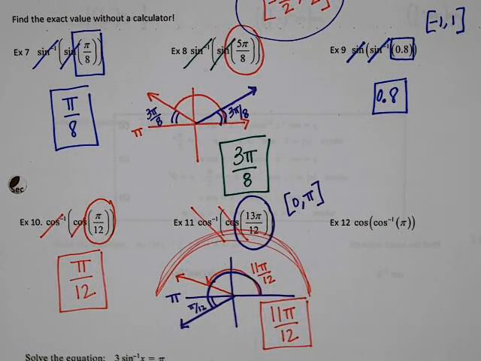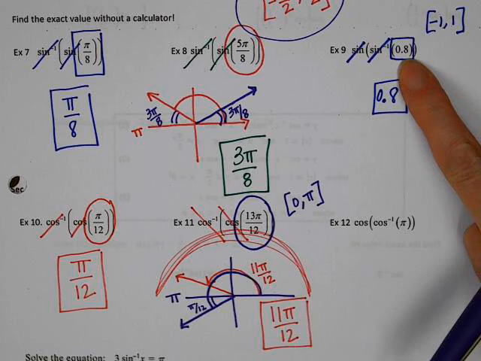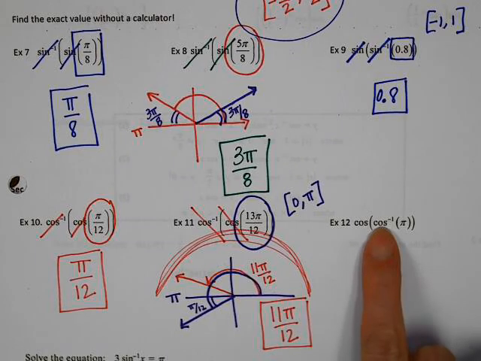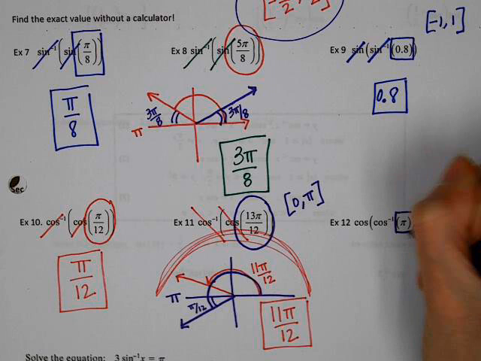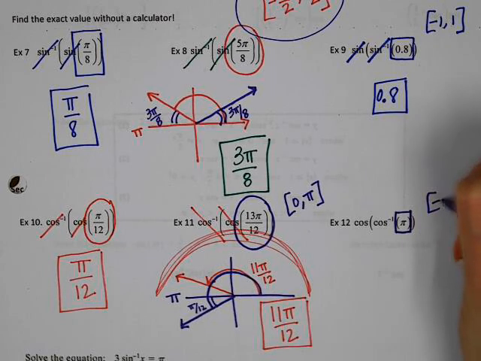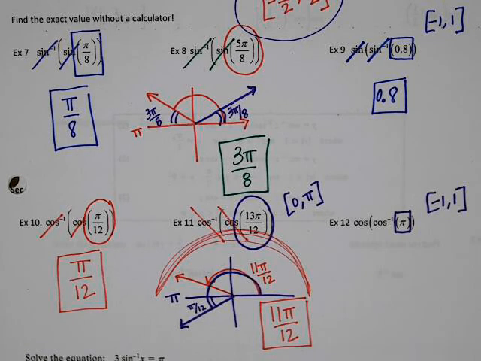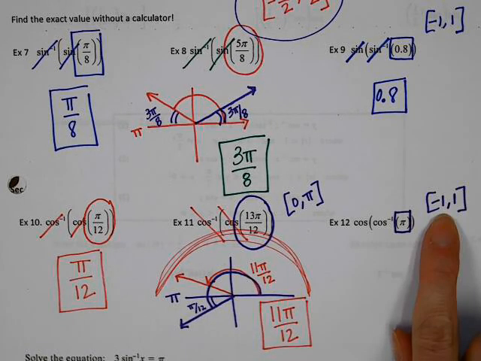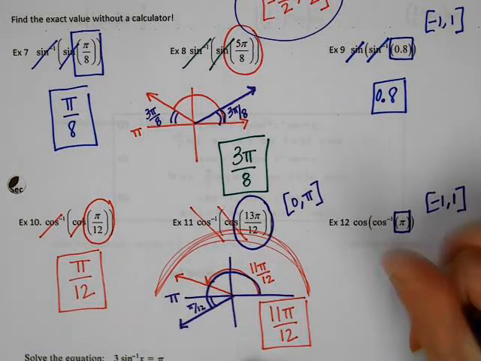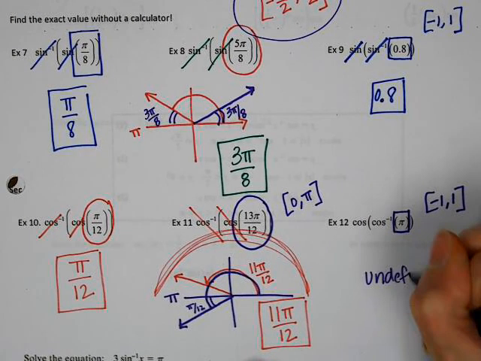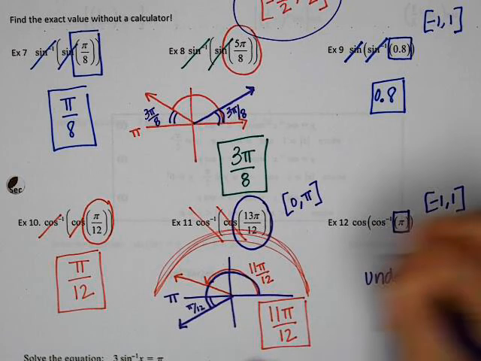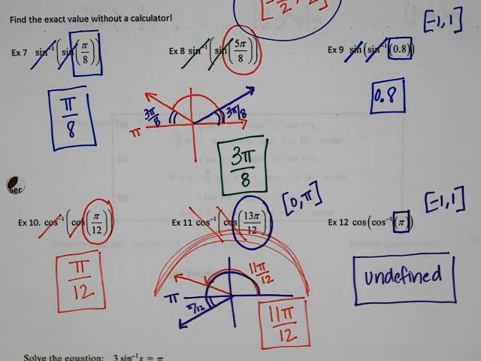Okay, and then number 12 is actually more like this one. If your inverse cos is on the inside, remember the domain of an inverse cos is -1 to 1. Now pi is outside of that range. Pi is 3.14. So this is actually undefined. If it's not within the domain, you cannot do it, so undefined.